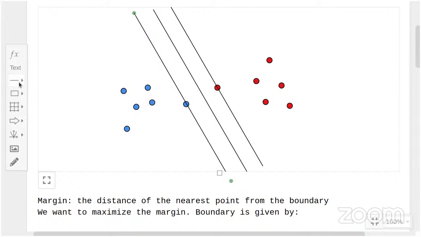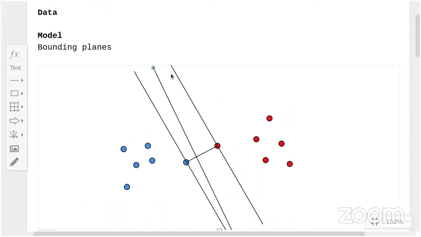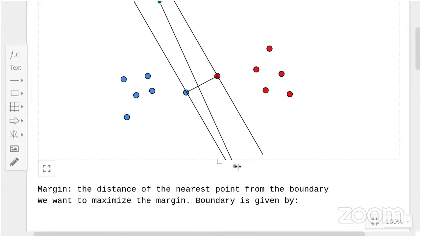No. If you have just 2 points, the decision boundary will lie on the perpendicular bisector. If you do some geometry, you will realize that the decision boundary will be the perpendicular bisector of the line joining the 2 points. Okay. If I consider cosine distance, yeah, the cosine distance should be maximum.